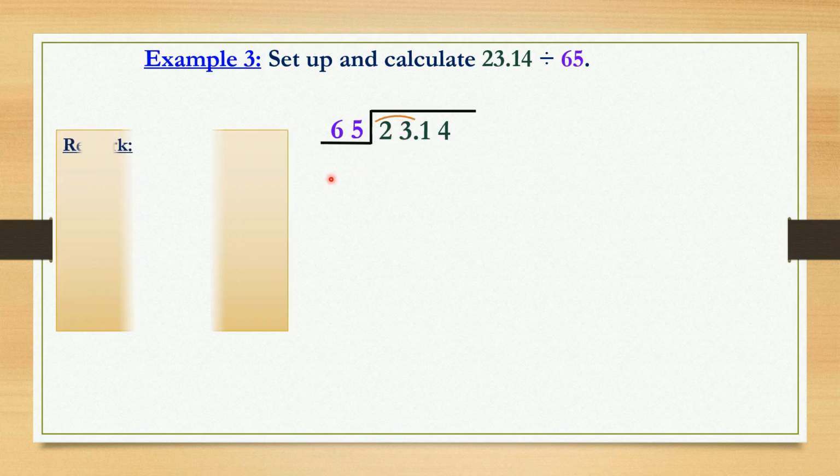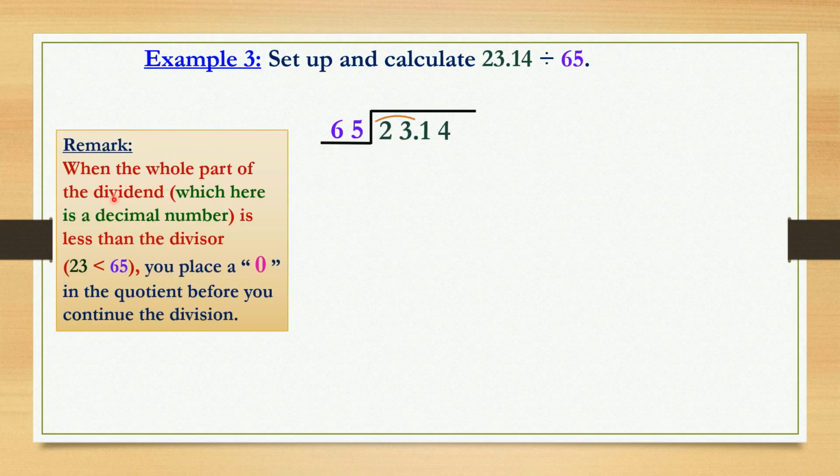So I take the 23 first, but remark, when the whole part of the dividend, which is here a decimal number, is less than the divisor, 23 is less than 65, we start by placing a 0 in the quotient before we continue the division. So 23 divided by 65, it's 0, so I write 0 in the quotient, and I do minus 0, and I obtain the number itself, 23. Now I need to slide the 1, but before I do, since 1 is the tenth digit, I need to place a decimal point in the quotient.